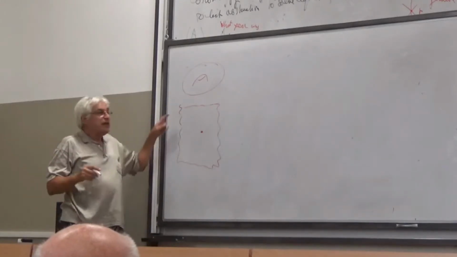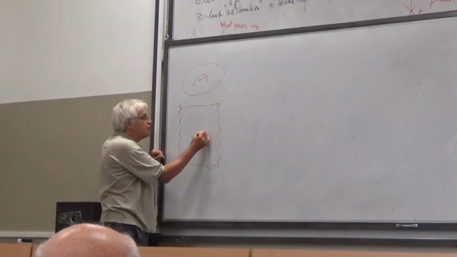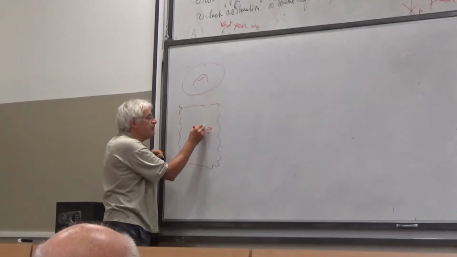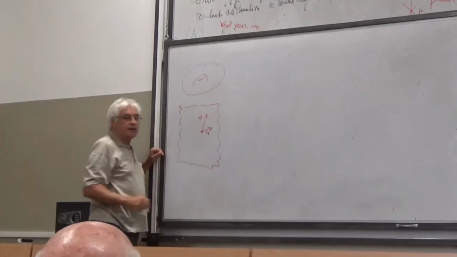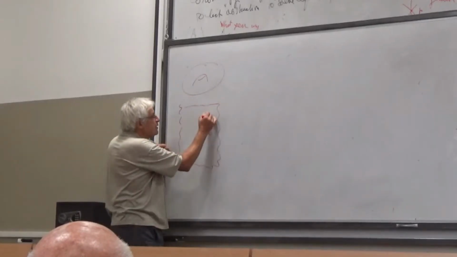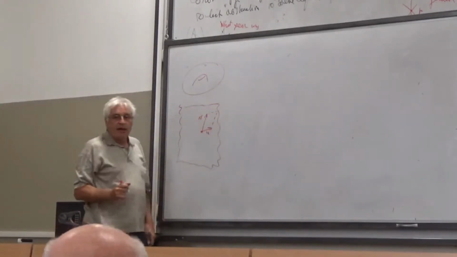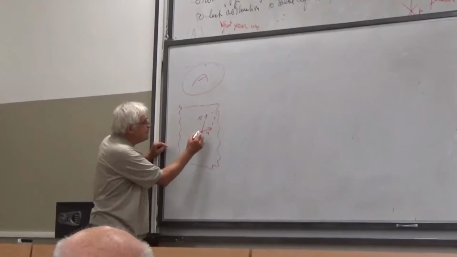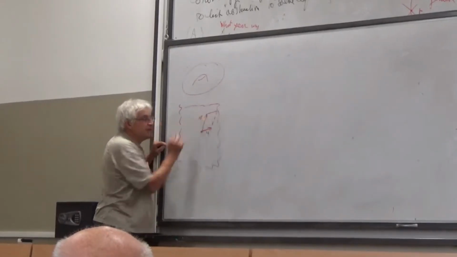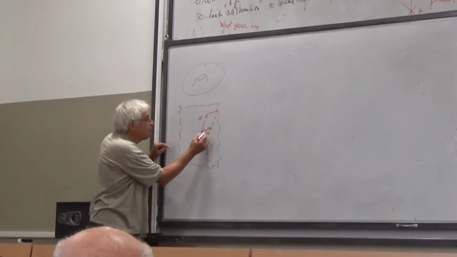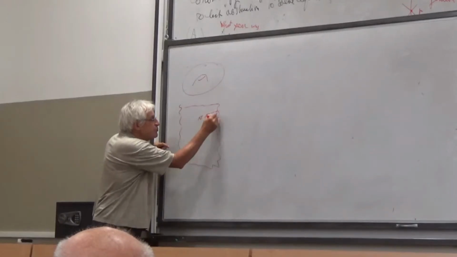And then I wish to make a torus. So what I do is I choose two vectors, u and v. Those two vectors make a parallelogram. And then I use v to identify this edge to this edge. And I use u to identify this edge to this edge.